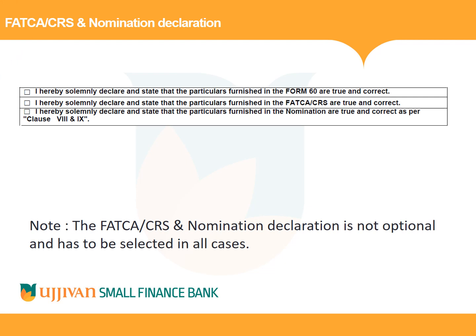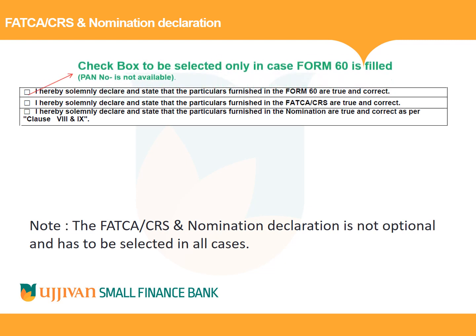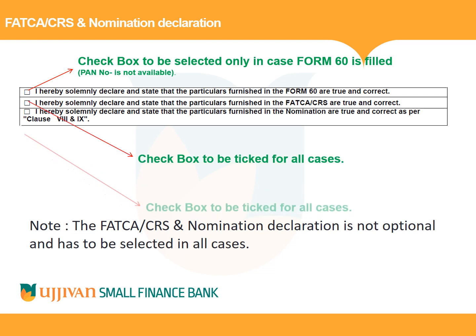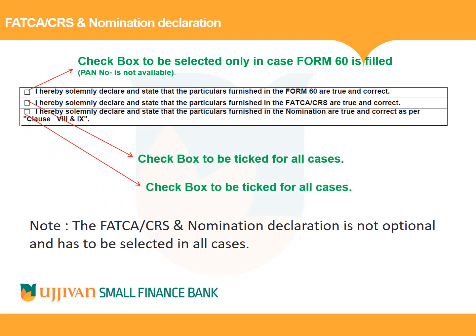The FATCA CRS and nomination declaration. The first checkbox is to be selected only in case Form 60 is filled, which is in case the PAN number is not provided by the customer to the bank. The second checkbox and the third checkbox are to be selected for all the cases. Note, the FATCA CRS and nomination declaration is not optional and has to be selected in all cases.